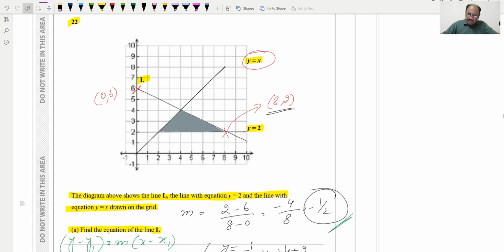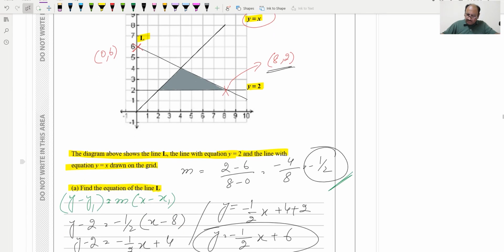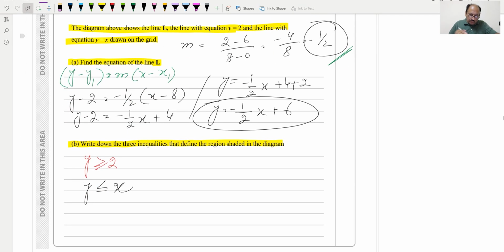And the third line, for which we found the equation of the line, we can write that equation over here: y is equal to minus 1 by 2x plus 6. And for this line also we have the lower portion of y, so we will write y is less than or equal to minus 1 by 2x plus 6. So these are the three inequalities which we were supposed to write, which we have done.